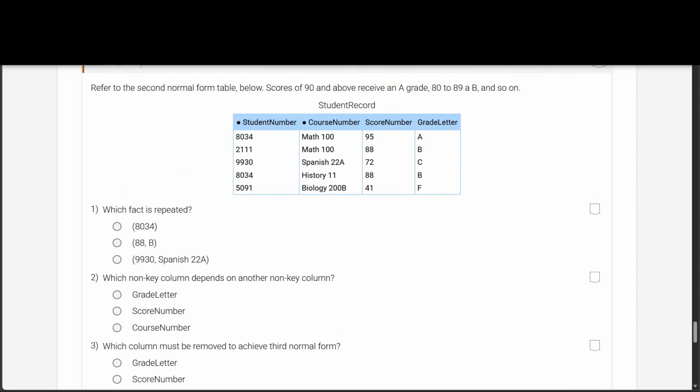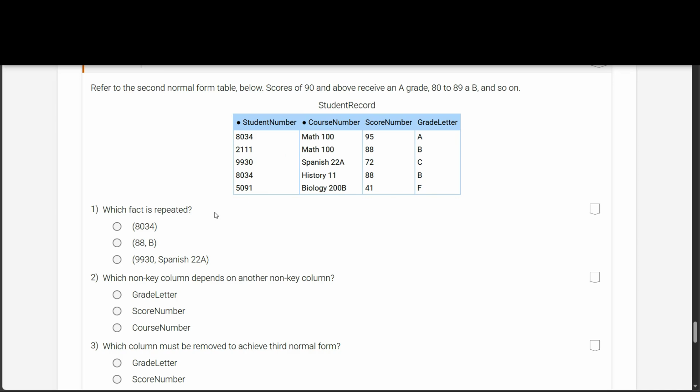So this is a second normal form table where scores of 90 and above receive a grade A, and those of 80 to 89 receive a grade B, and so on. So we have the student record over here, the course number, the score number, and the grade letter. So we know that the score number 95 gives us A, the score number 88 gives us B, the score number 72 gives us C.